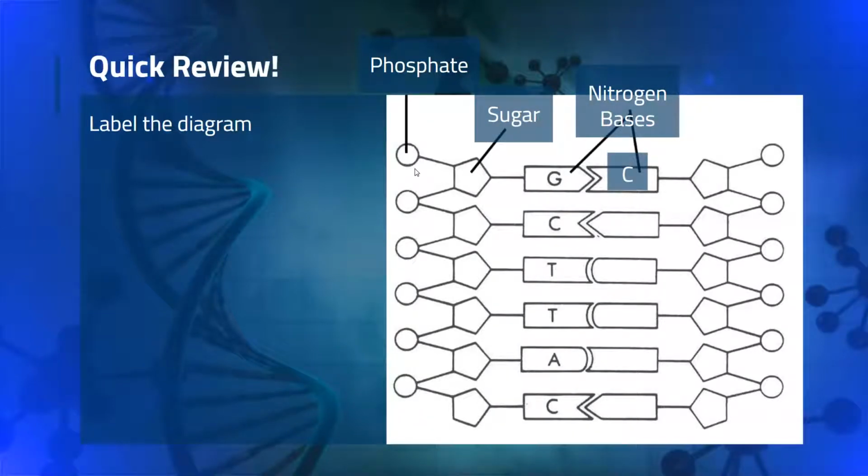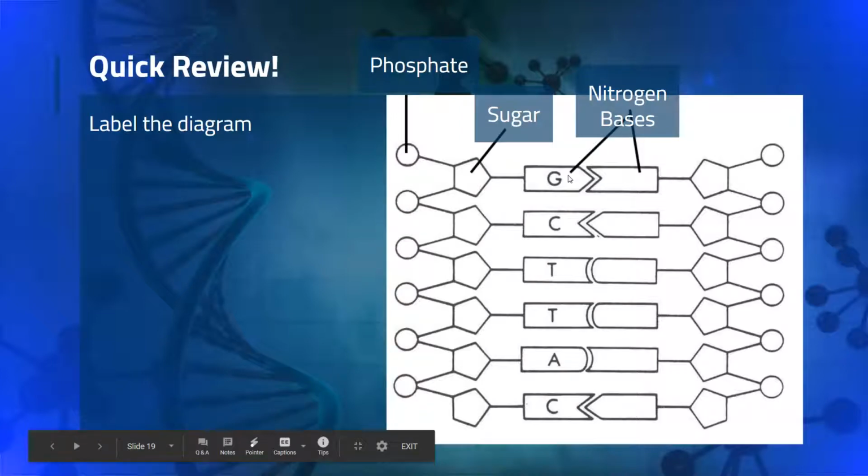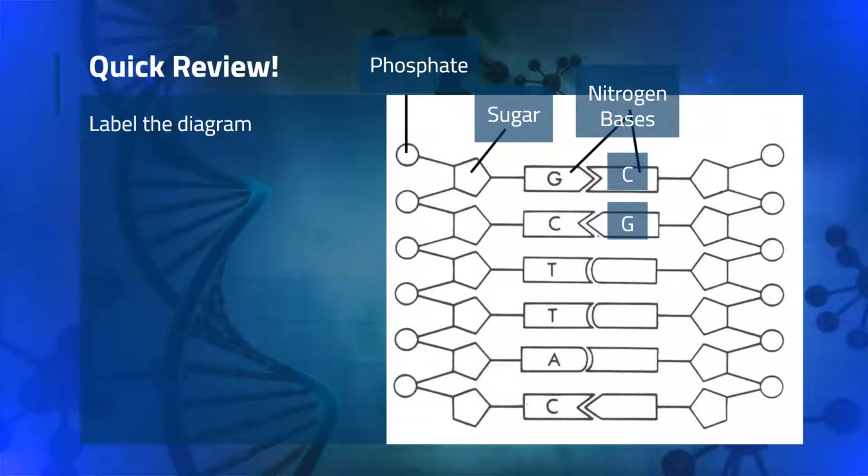So as you can see, we have the phosphate sugar backbone here, alternating sugars and phosphates, and then we have our nitrogen bases in the middle. So the nitrogen base guanine is always going to pair up with cytosine. So this would be a cytosine on the other side right there. For the next nitrogen base, cytosine, C always pairs with G. So we're going to have a guanine on the other side.